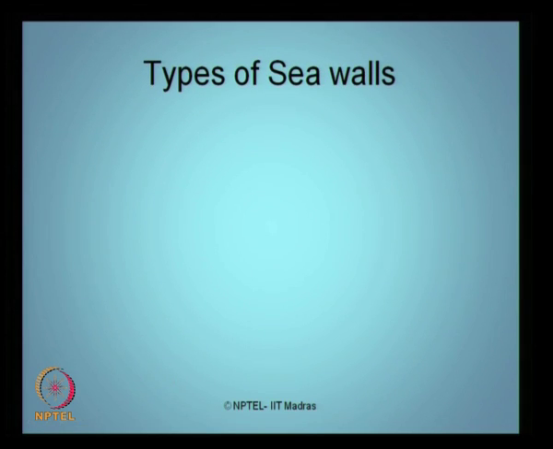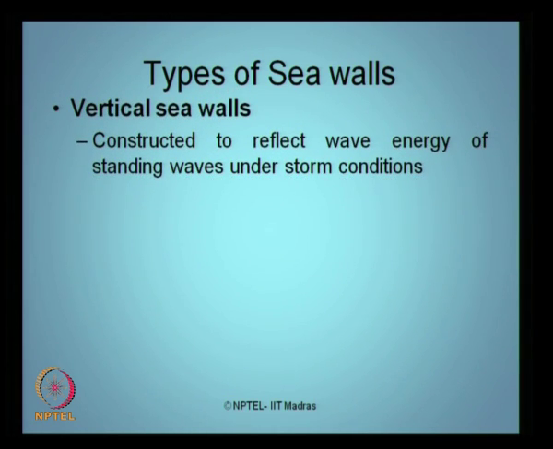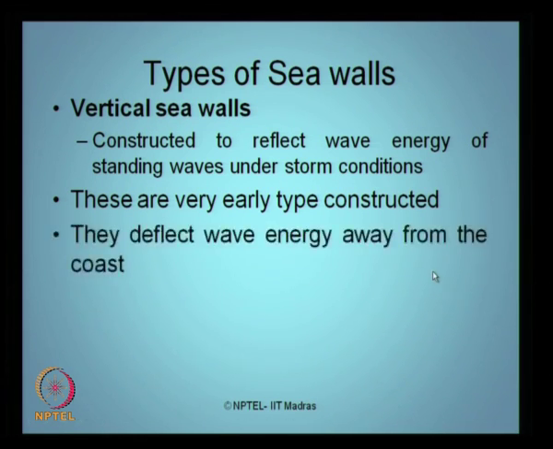There are different types of sea walls being constructed, as described in the literature. Let us say, for example, vertical sea walls are constructed to reflect the wave energy of standing waves under storm conditions. These are very early types of sea walls constructed along the coast side.